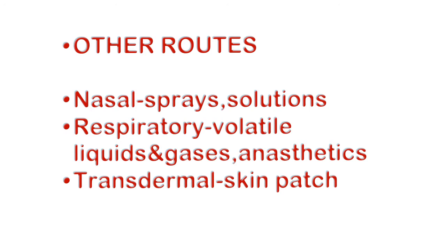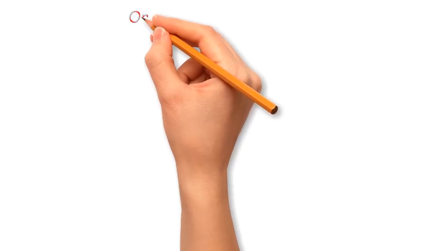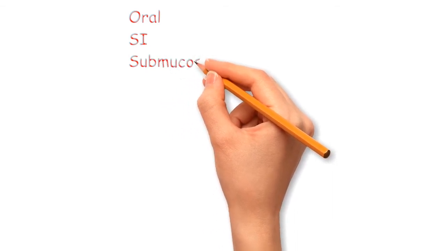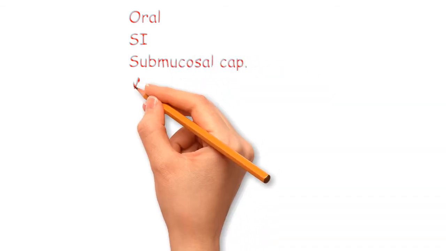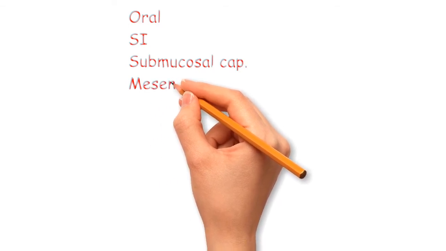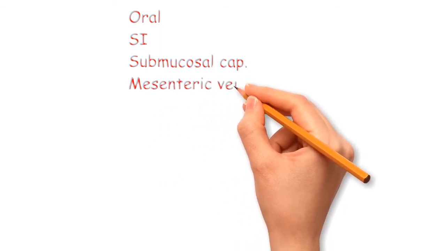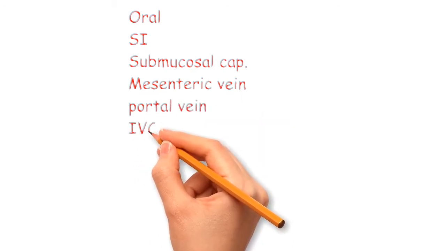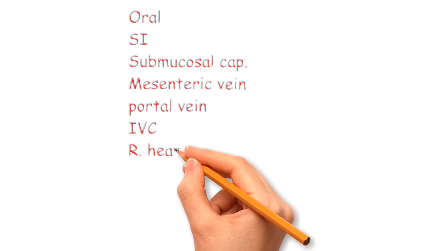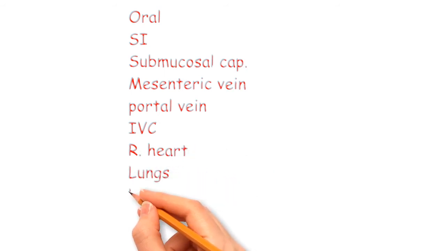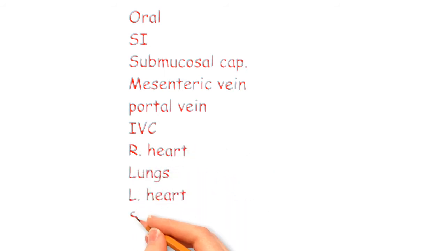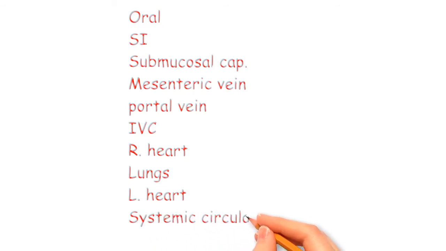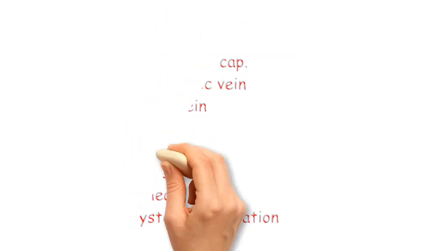Now let's see the pathway which is taken by a drug if it is given orally. From the oral cavity, it passes through the esophagus, stomach and then reaches the small intestine where it is absorbed. Then the drug is passed to the submucosal capillaries and then to the mesenteric veins and then to the portal vein. Then the drug goes to the IVC, then to the right side of the heart, then via the pulmonary artery to the lungs. Then through the pulmonary veins it comes to the left side of the heart. Finally, it reaches the systemic circulation.